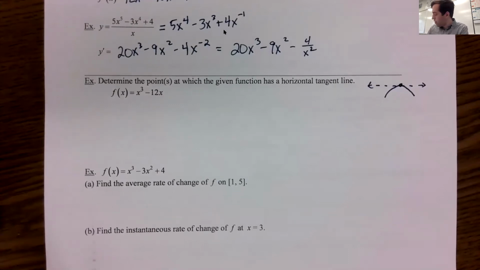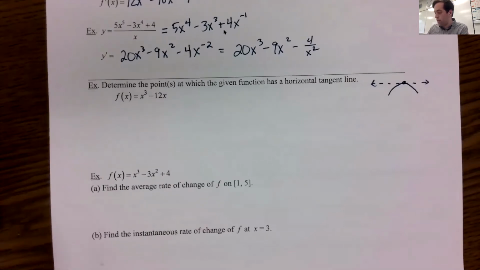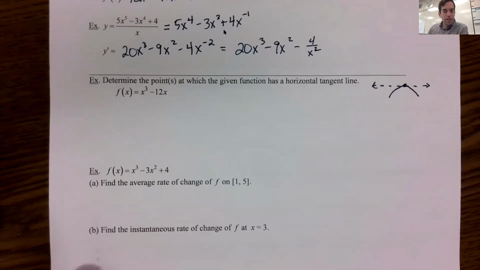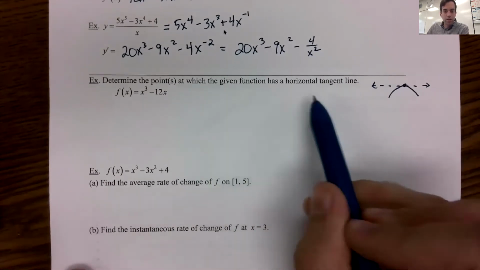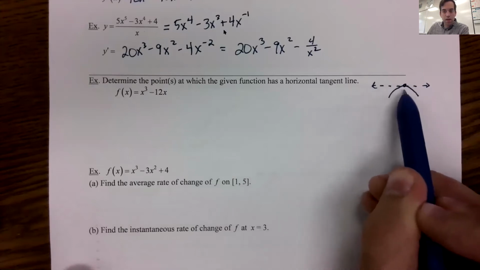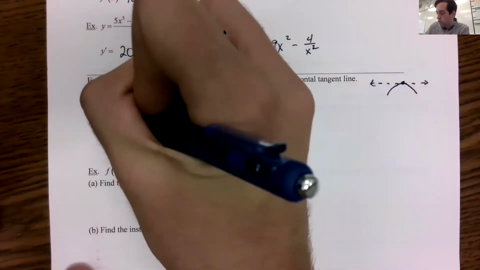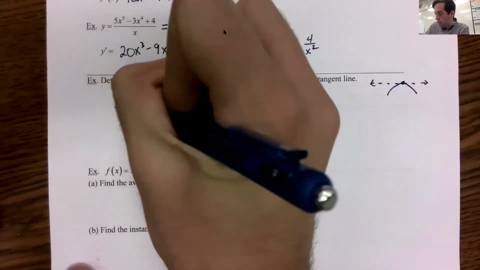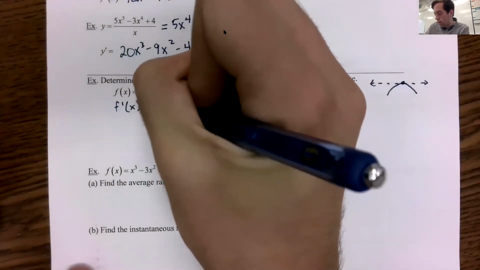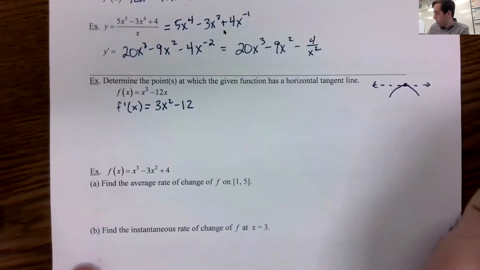So in order to figure this out though, it's going to be easiest if we just find the derivative, and then set the derivative equal to 0, right? Because if there's a horizontal tangent, it means that the slope at that point is 0. So if we take the derivative, we're going to get 3x squared minus 12. And we're going to set that derivative equal to 0.